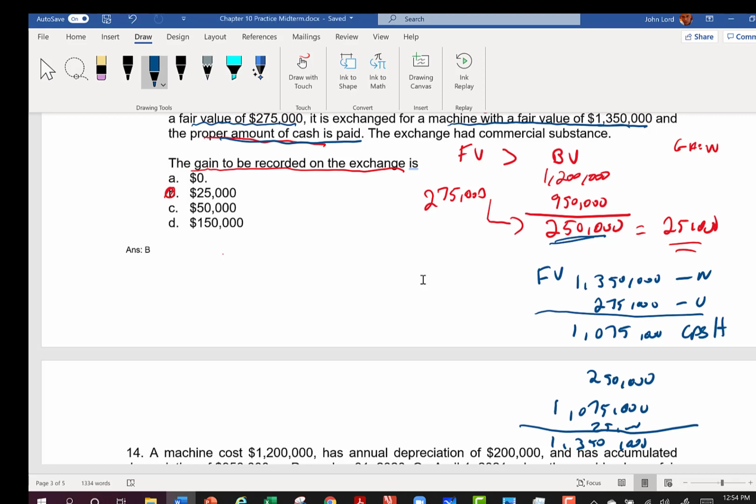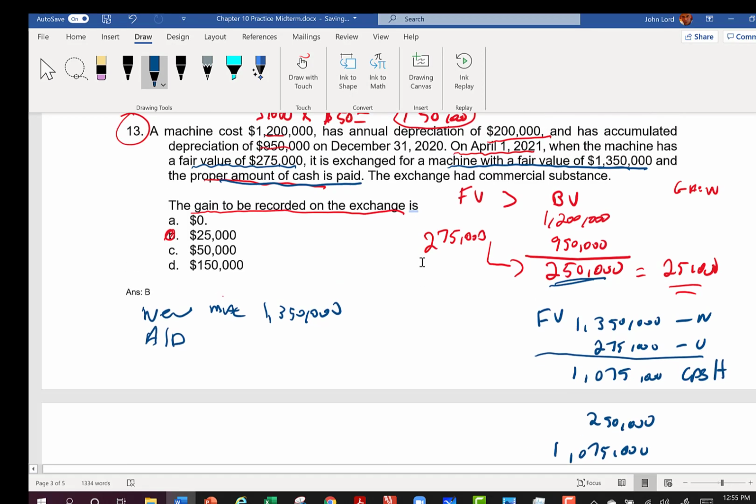I debit the new machine. Okay, new machine is going to get debited for 1,350,000, right? I have to go ahead and debit, although I don't agree with the way they did the accumulated depreciation, but that's okay. It's their book, okay, 950. So I debit the accumulated depreciation, 950,000, right?